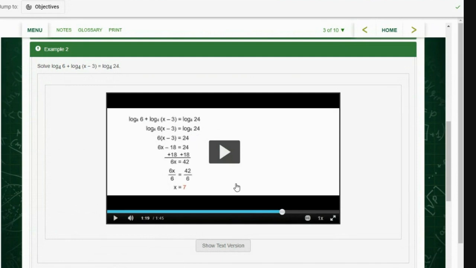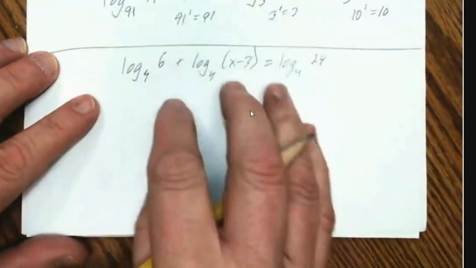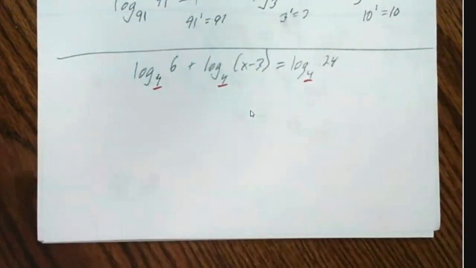Just so we can talk through it. Let's see, log base 4 of 6 plus log base 4 of x minus 3 equals log base 4 of 24. Okay, I like this one. I like this a lot. So let's actually go through the steps on paper. All right. So the first thing we check is, all right, we're dealing with the same base all the way through. Okay, that's good. That simplifies things a lot.